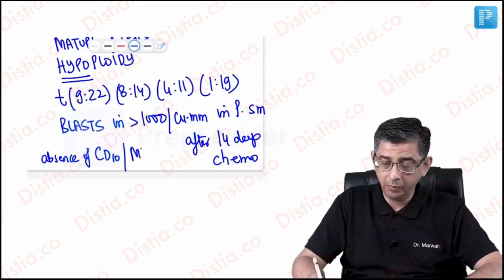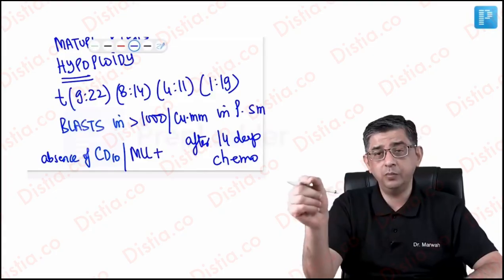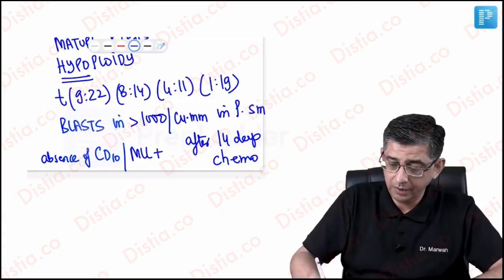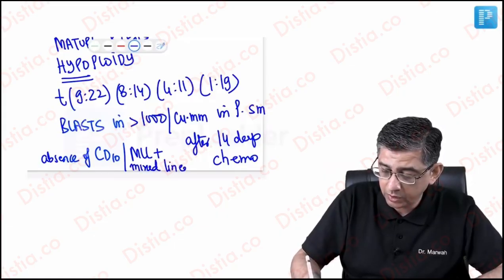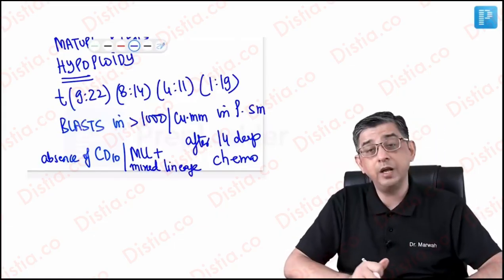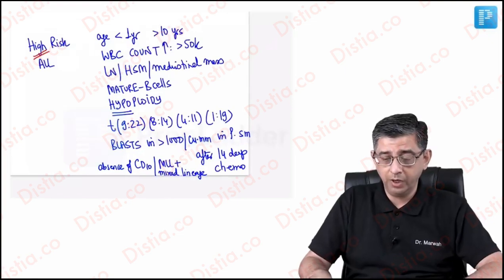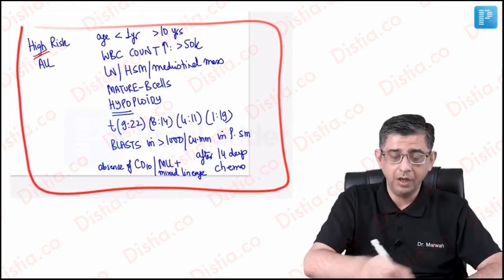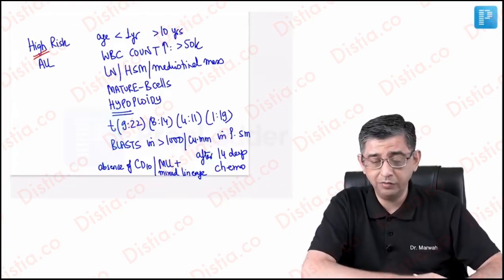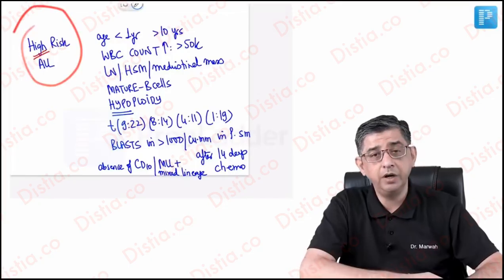Then is MLL positivity. Meaning of the word MLL positivity would be mixed lineage leukemias. I know these are some tongue twisting names that I mentioned before you, but it's always a good idea to remember this entire information and try to note it down by yourself. And for these patients, what would be recommended?